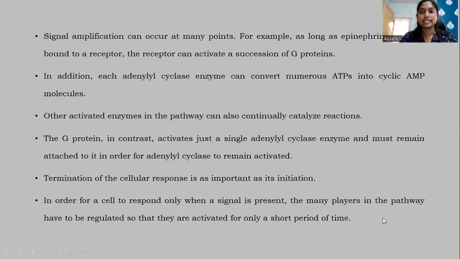Signal amplification can occur at many points. For example, as long as epinephrine remains bound to a receptor, the receptor can activate a succession of G proteins. In addition, each adenylyl cyclase enzyme can convert numerous ATPs into cyclic AMP molecules. Other activated enzymes in the pathway can also continually catalyze reactions. The G protein, in contrast, activates just a single adenylyl cyclase enzyme and must remain attached to it in order for adenylyl cyclase to remain activated.